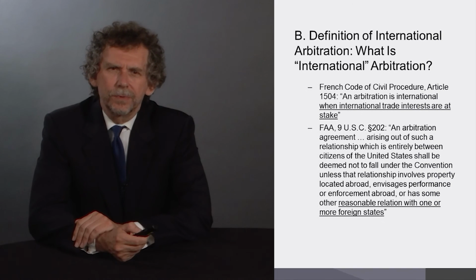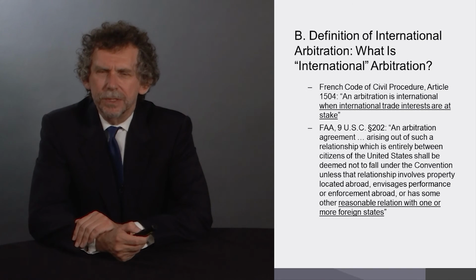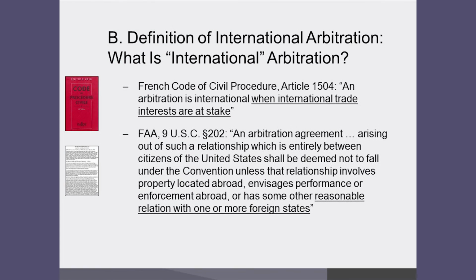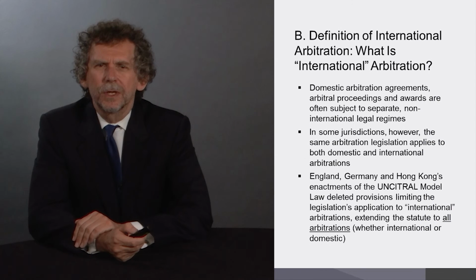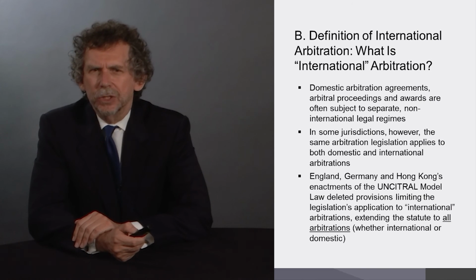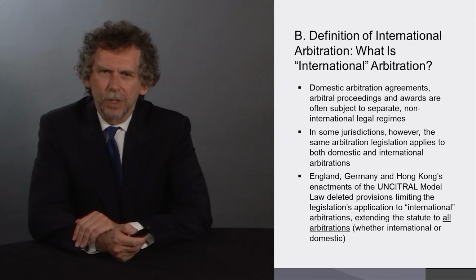The UNCITRAL model law is representative of other national arbitration statutes. The French Code of Civil Procedure, for example, is limited to arbitration when international trade interests are at stake. And in the United States, the Federal Arbitration Act, the FAA, is limited to circumstances which involve a reasonable relationship to one or more foreign states. Again, international arbitration. Consistent with this, in most jurisdictions, international arbitration is dealt with by a specific statute, a statute often modeled on the UNCITRAL model law on international commercial arbitration.